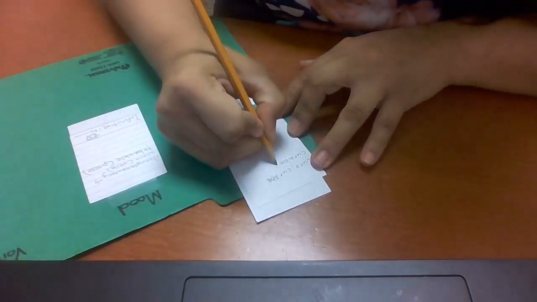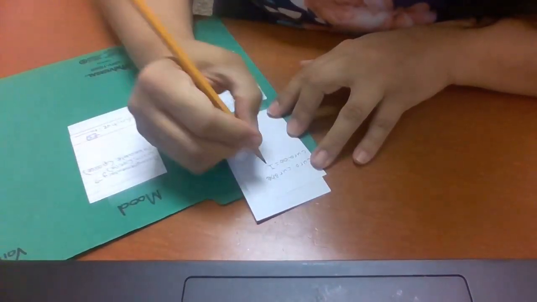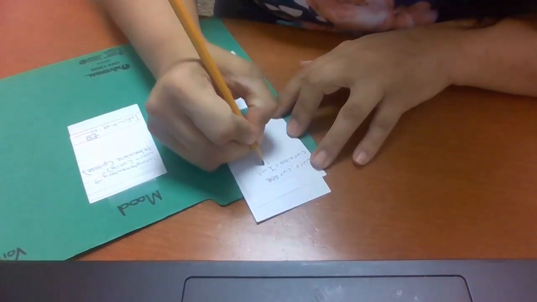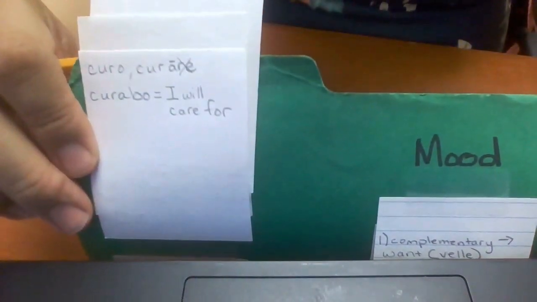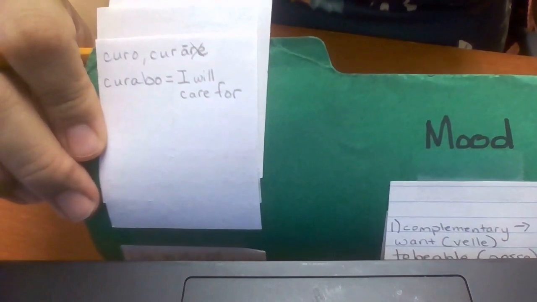So curabo, if it ends in O, it's I. BO is will. And curare means to care for. So I will care for. So write that example on the back. Pause the video and then come on back.